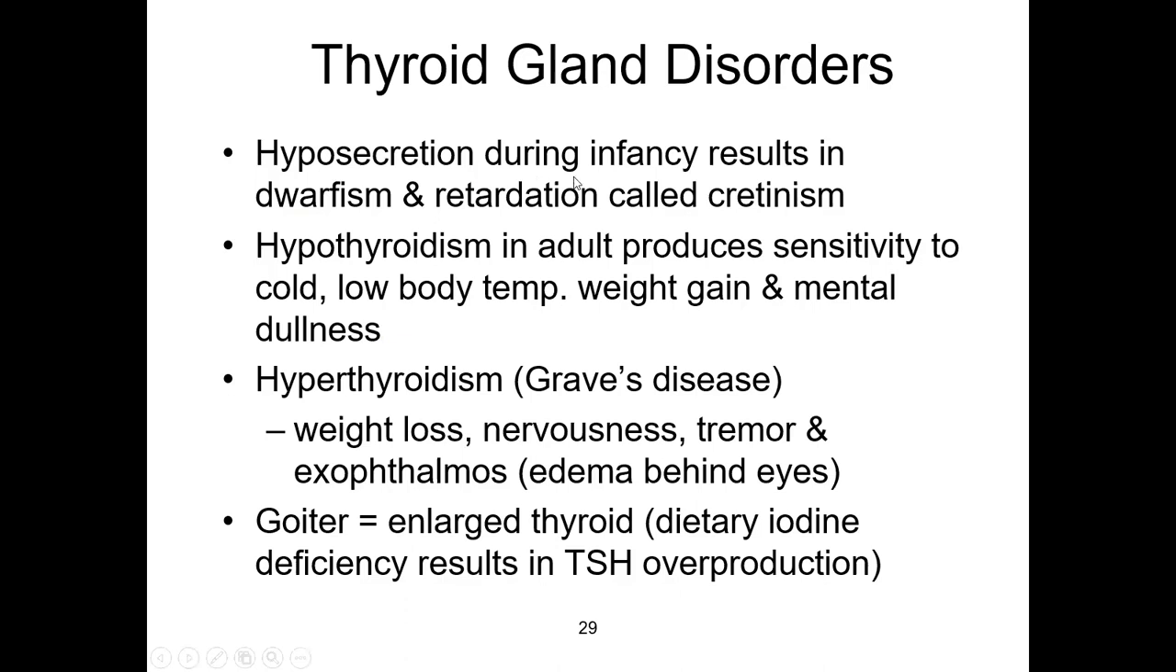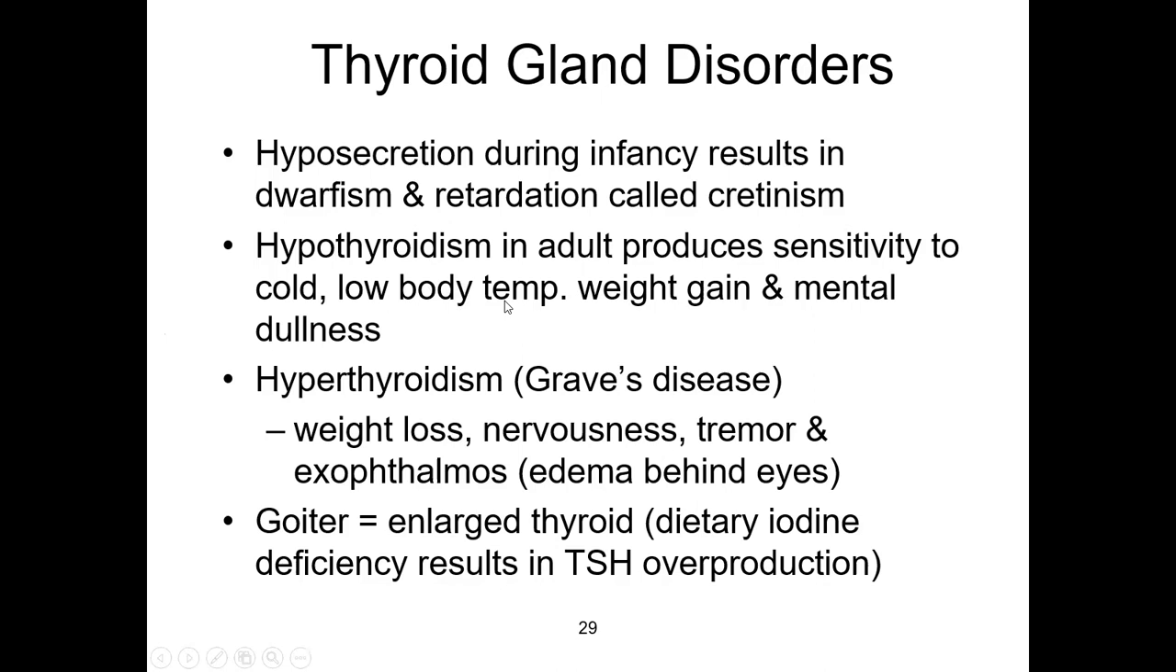Hyposecretion during infancy or even in utero will lead to a type of dwarfism called cretinism. Here, the dwarfism is not proportional, and there is some degree of mental retardation associated with this low level of T3 and T4 during infancy and fetal development. Hyposecretion in the adult has a very different consequence: sensitivity to cold, low body temperature.